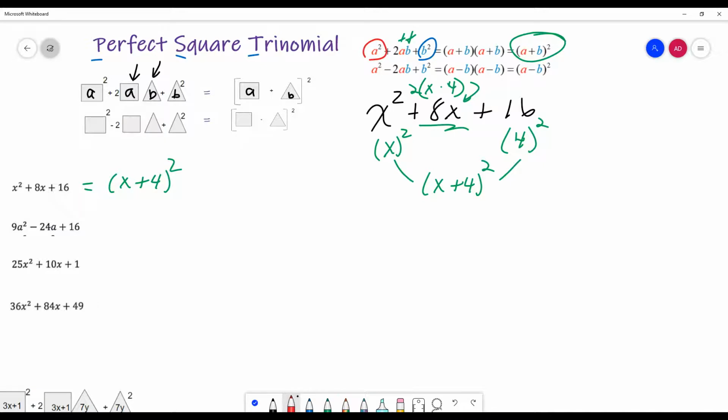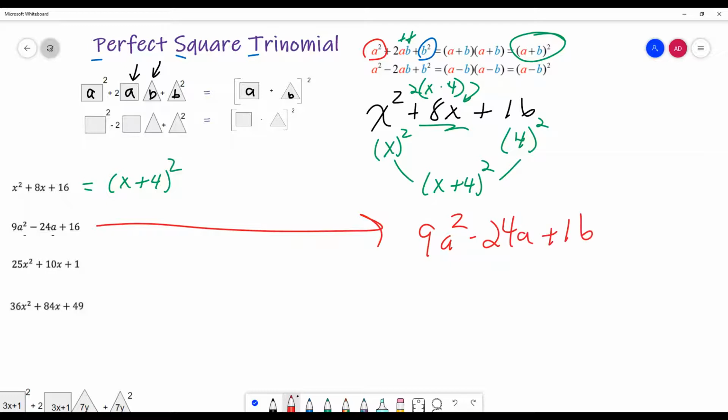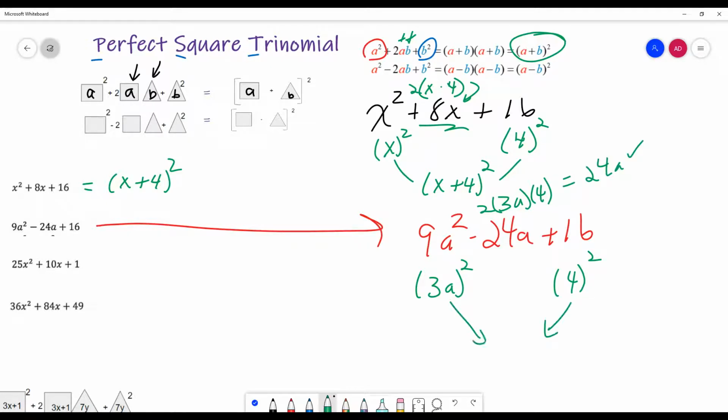So now let's look at this next one. You're like, okay, well, let's check this out. I think I know what she's talking about. 9a squared minus 24a plus 16. So check out that first term. Basically that's 3a quantity squared, right? 16 is like saying 4 squared. Well, when I take 3a times 4 and then double it, oh, by the way, I get 24a. So I'm like, okay, wait a minute. It did check out. It does match the middle. So the way we factor this thing is simply 3a minus 4 squared.